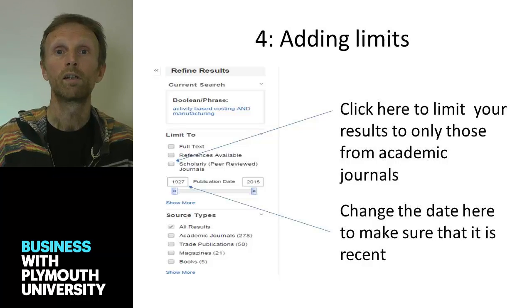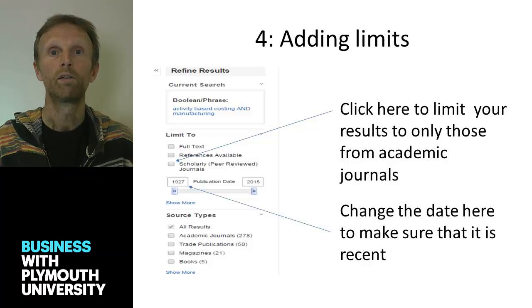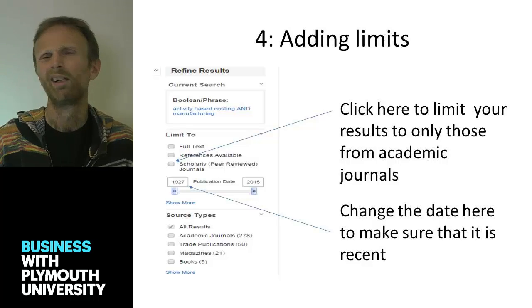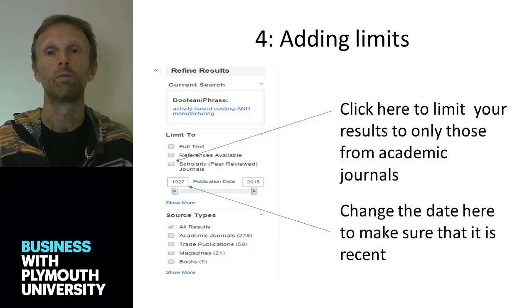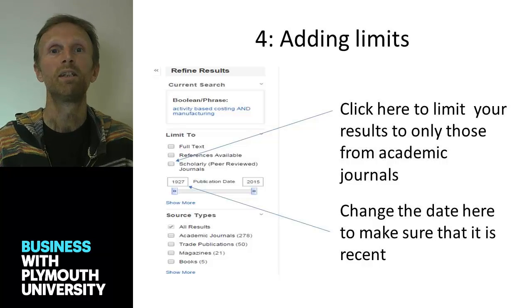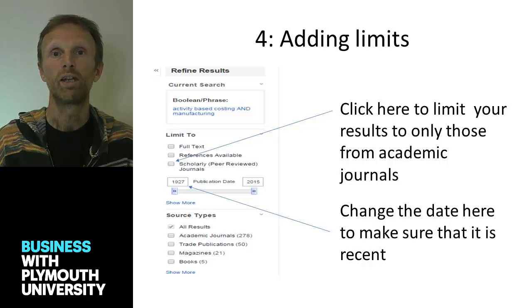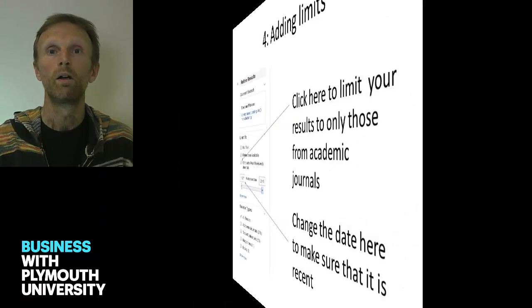So by now you've done the starter search. 363 articles is too many to look through, and you can add limits to reduce the number. Limits are on the left of the screen beneath the search box. You alter the date to make sure the articles you find are recent, the last 20 years or so typically for a management topic, and you can alter the type of material to make sure that they are academic journal articles you find. Once you've added limits, you can search again, or alter the search using subject terms.